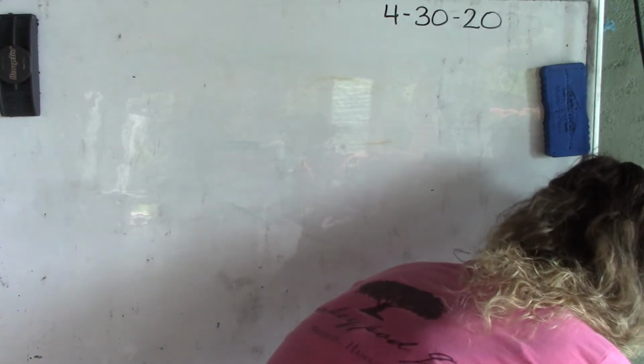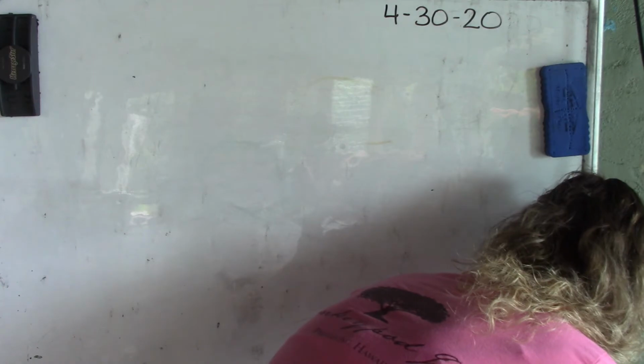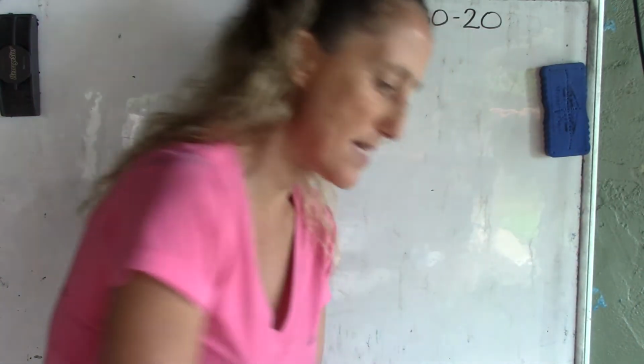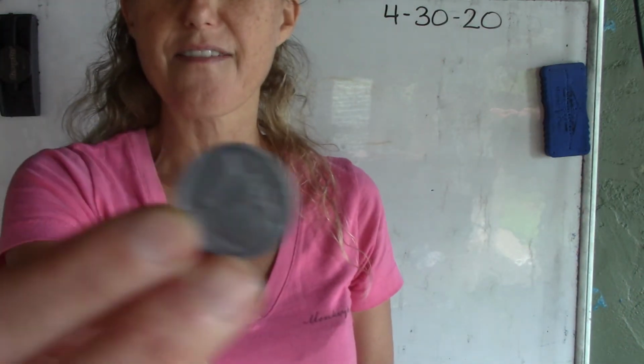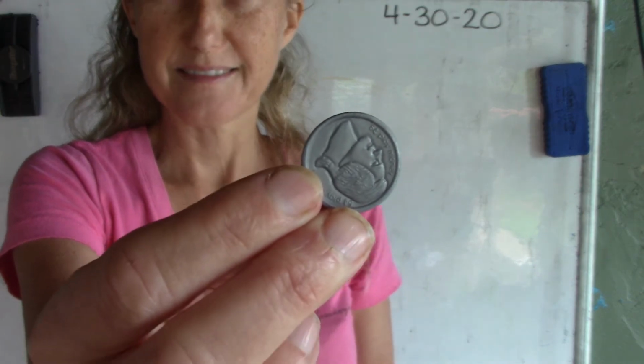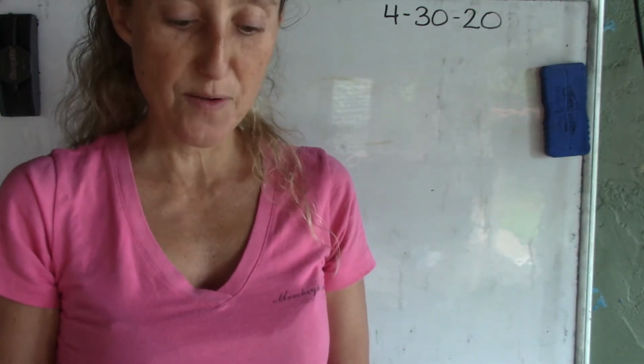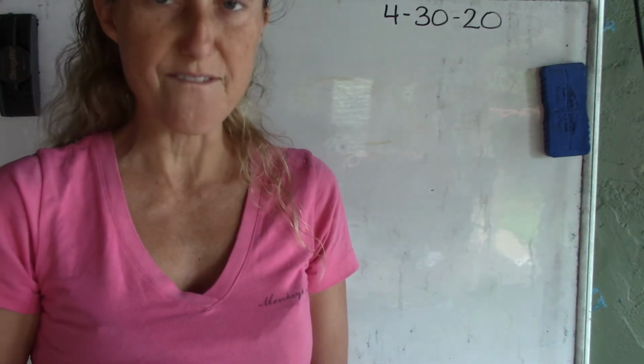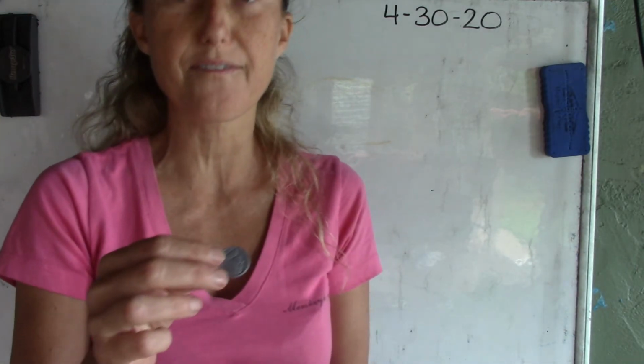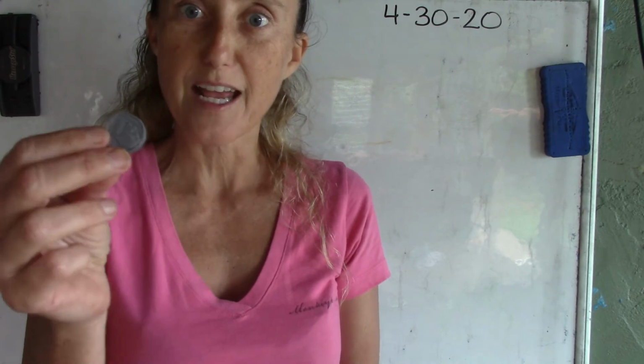Okay, and I have some coins here. I have this coin. What is that? A nickel. And how much are nickels worth? 5. So I have 4 of them. Oh, no, I have 5 of them. So let's count by 5s 5 times and see what we get.